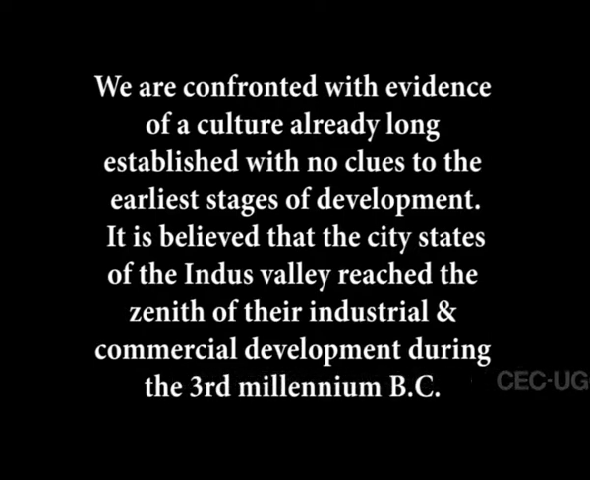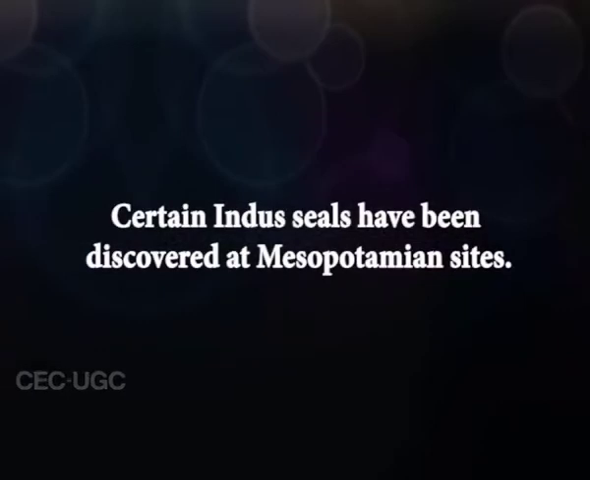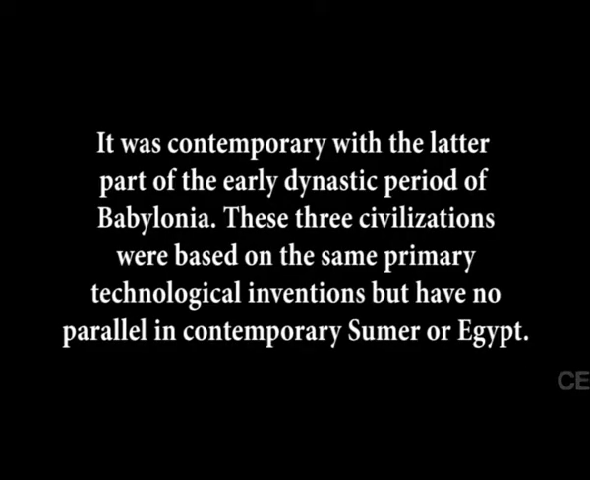It is believed that the city-states of the Indus Valley reached the zenith of their industrial and commercial development during the 3rd millennium BC. This date is according to Mesopotamian chronology. Certain Indus seals have been discovered at Mesopotamian sites. It was contemporary with the later part of the early dynastic period of Babylonia. These three civilizations were based on the same primary technological inventions, but have no parallel in contemporary Sumer or Egypt.